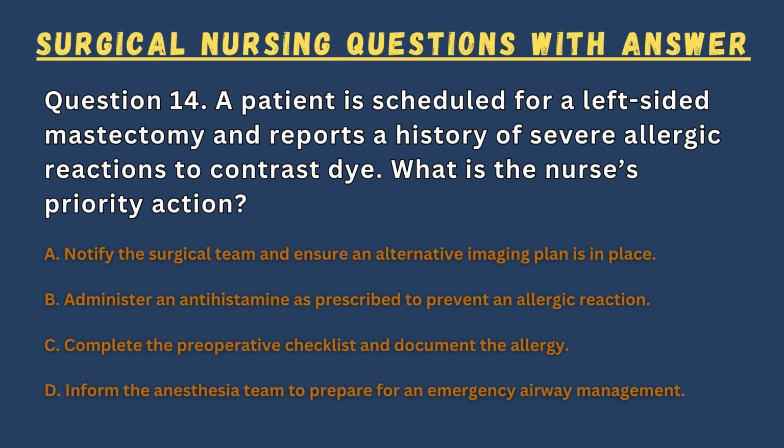Question 14. A patient is scheduled for a left-sided mastectomy and reports a history of severe allergic reactions to contrast dye. What is the nurse's priority action? A. Notify the surgical team and ensure an alternative imaging plan is in place. B. Administer an antihistamine as prescribed to prevent an allergic reaction. C. Complete the preoperative checklist and document the allergy. D. Inform the anesthesia team to prepare for emergency airway management.